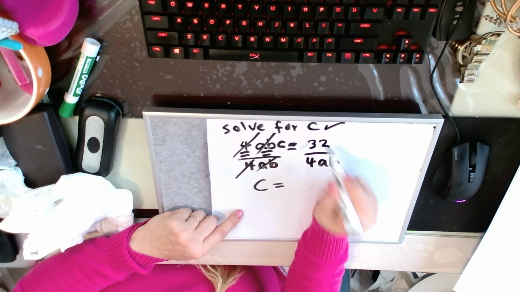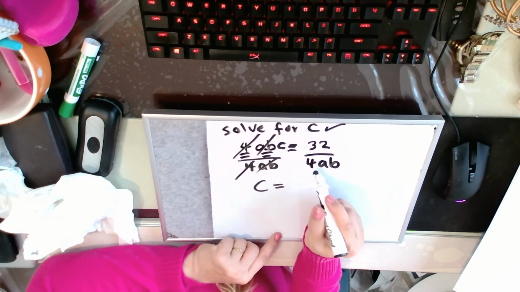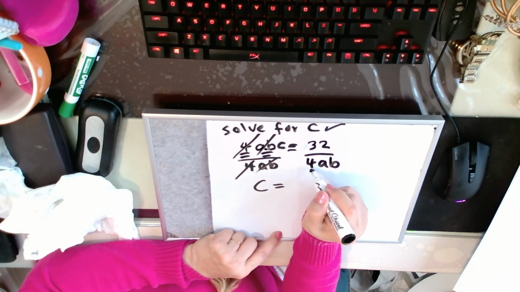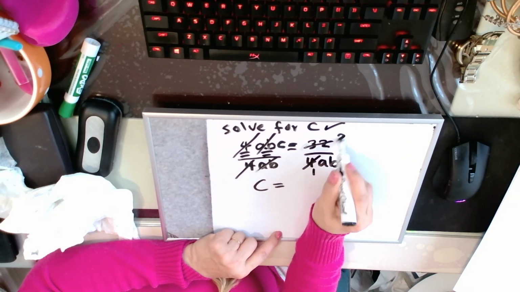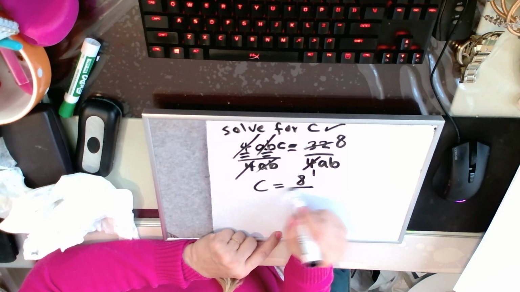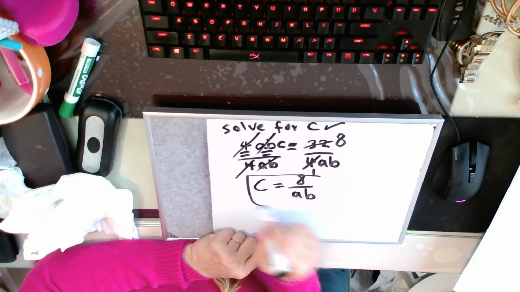So this one is going to be 32 over 4AB. You can simplify 32 and 4 by dividing by 4, it's going to be 8, right? So it's going to be 8 over AB. Done.